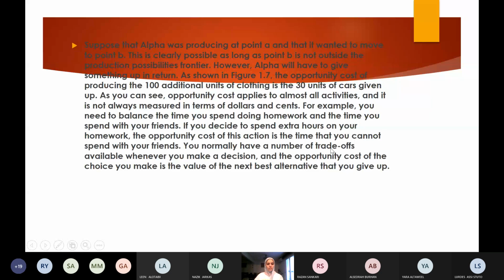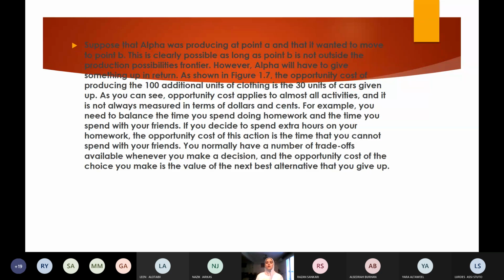If you decide to spend extra money in Stradivarius, or you want to spend extra hours on your homework, the opportunity cost of this action is the time you cannot spend with your friends. So I will not go out with my friends this Thursday. I will study because I have a math quiz on Sunday. What is the opportunity cost? What will you pay to study? You cannot see your friends on Thursday. So you choose, it's up to you. You normally have a number of trade-offs.